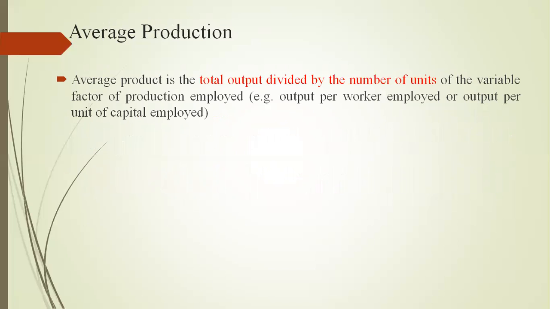Next is your average production. Similar to how we calculate an average, we calculate average production also. It is the total output, how much we are producing, divided by the number of units of the variable factor of production. It could be labor, it could be capital. So how much you are producing divided by the number of units of labor or capital. A simple average.